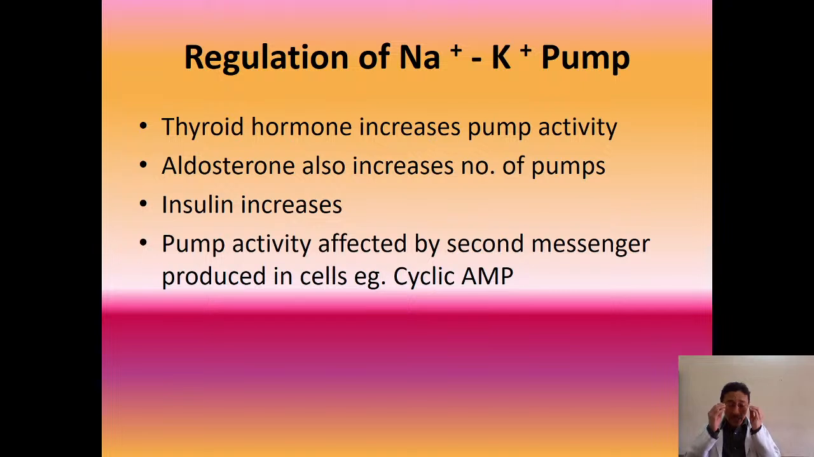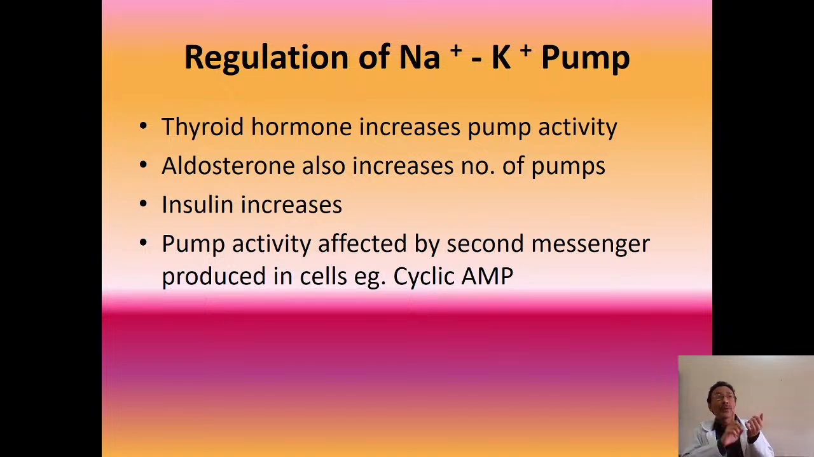For example, if a hormone binds onto the cell membrane, the binding of this hormone to the cell membrane will stimulate the second messenger. The second messenger is nothing but cyclic AMP. This cyclic AMP will regulate the sodium potassium pump. Now, some of the factors which decrease the activity of the sodium potassium pump are as follows.